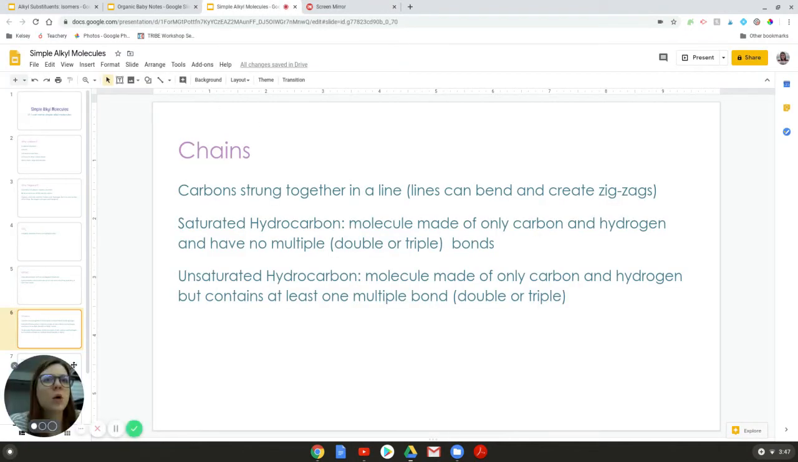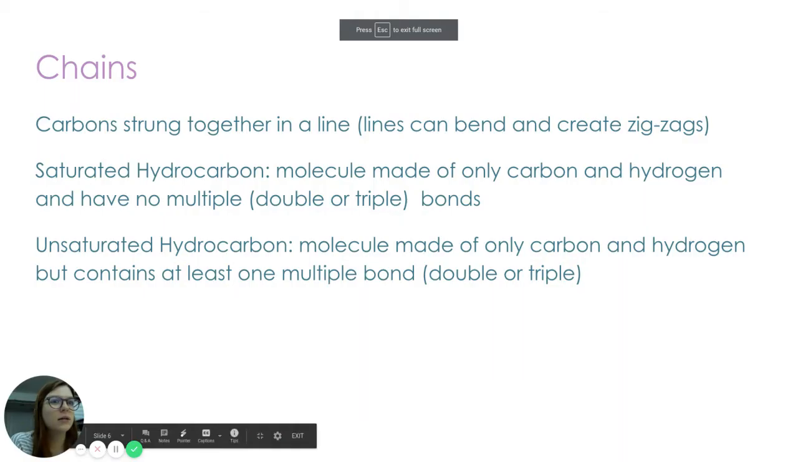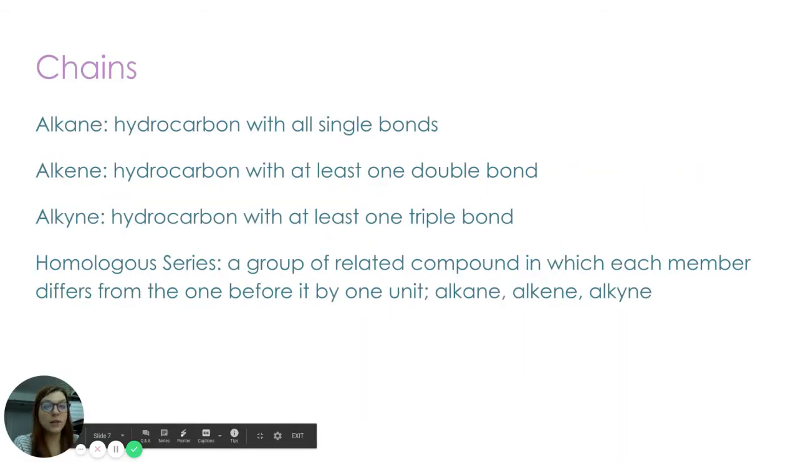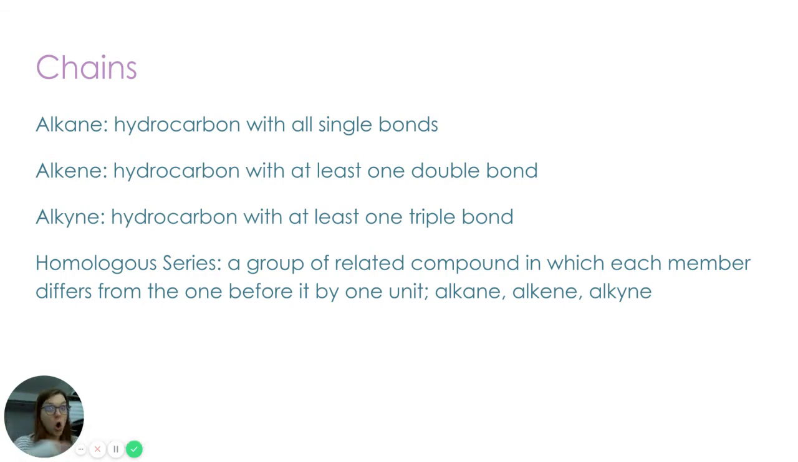Here's where I am. So let's present and go to the next slide. Okay, so there are 3 types of carbon chains. If we have a carbon chain that is all single bonds, like that red molecule I just showed you, we would specifically call that an alkane.